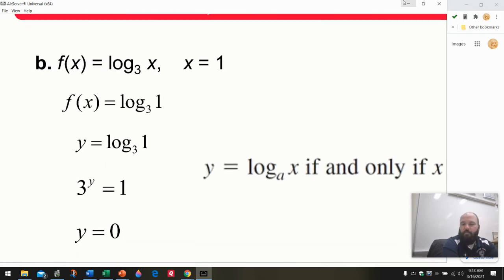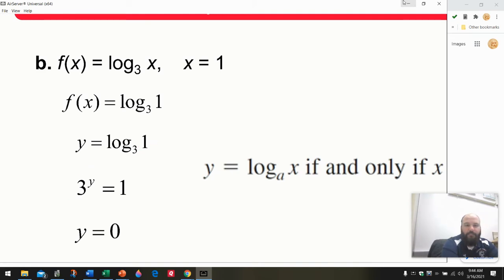So here's another example of a problem just like the first one. We have a function, f of x equals log base 3 of x, and x equals 1. So we will substitute 1 in and get our new function. Now that we've substituted 1 in, we will convert this from logarithmic form into exponential. In order to do that, we will replace f of x with y and then convert it. So it's base 3, to the y power equals 1. And that's what I wrote right here. 3 to the y equals 1.